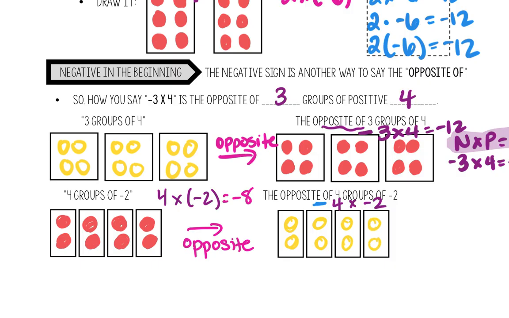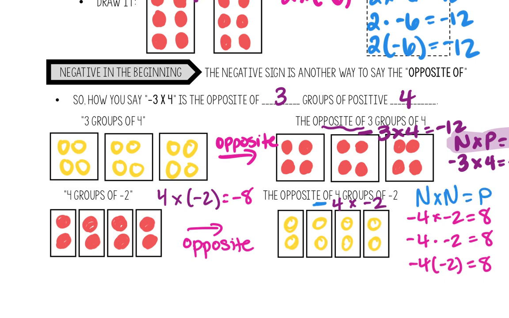So when I had the opposite of 4 groups of negative 2, what do I end up with? I now have positive 8. So what we're seeing here is that negative 4 times negative 2 equals positive 8. I can write it with a dot. But what I am seeing is that a negative times a negative is a positive. Again, very important concept right there.